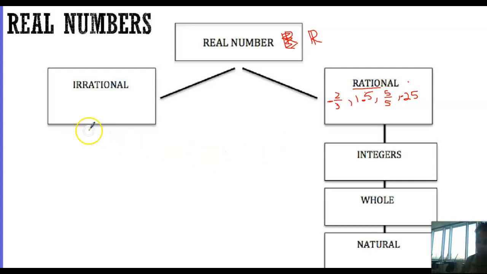Some irrational numbers would be numbers like pi. That number is 3.14159, and it continues and continues, and there's no pattern to it, so there's no way I could really create a fraction out of pi.